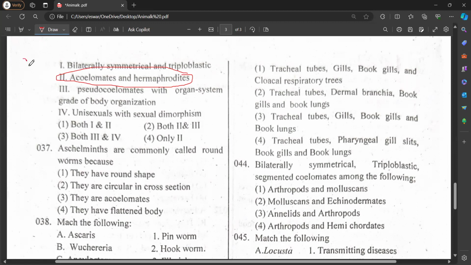When you see here, this is the female ascaris, right? And this is the male ascaris. Okay. Therefore, option 2 is incorrect. Only option 2 is incorrect.